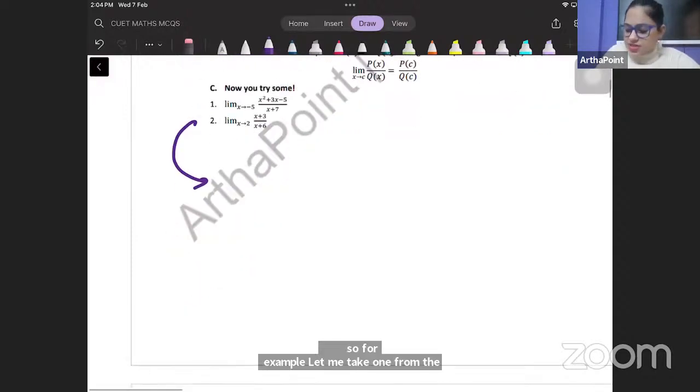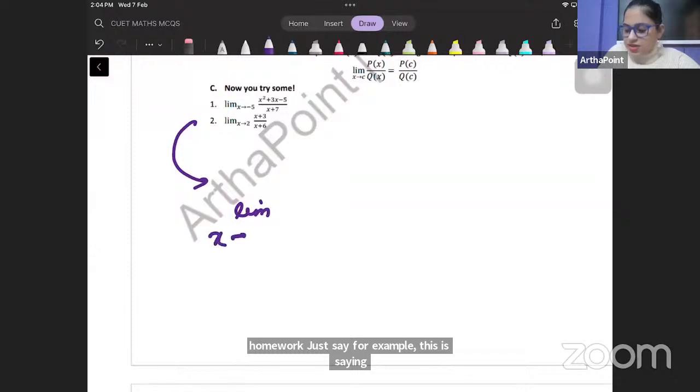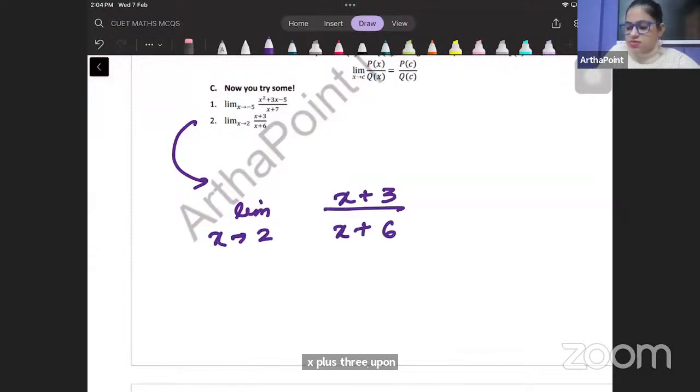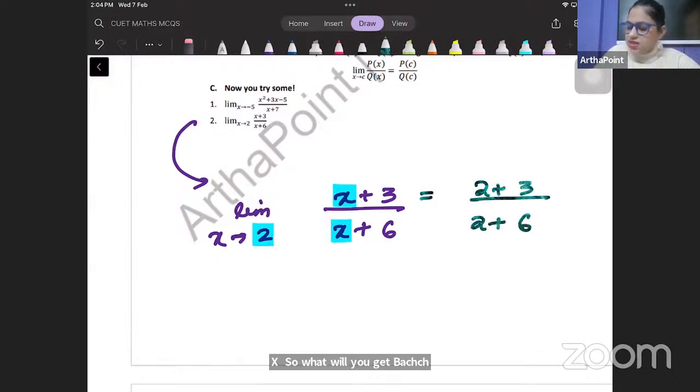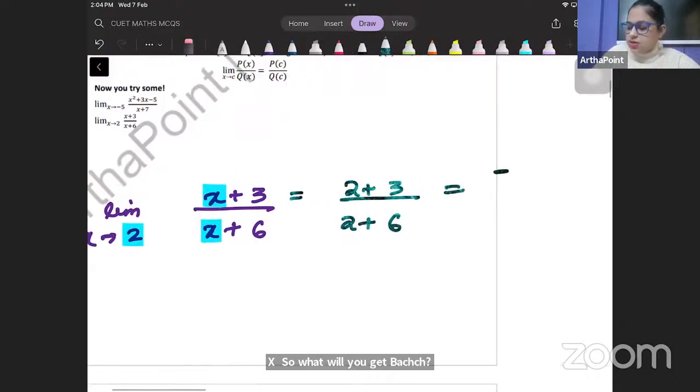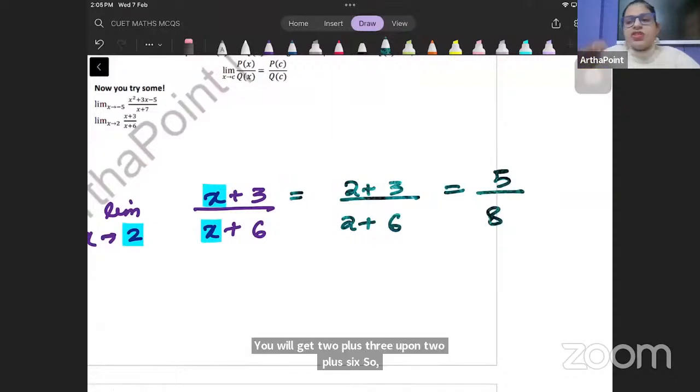For example, this is saying limit x tends to 2, (x plus 3) upon (x plus 6). Okay, so nothing to do. Substitution method is simply saying just put x as 2 everywhere. So what will you get, बच्चे? You will get (2 plus 3) upon (2 plus 6). So this will be 5 by 8, and solve.